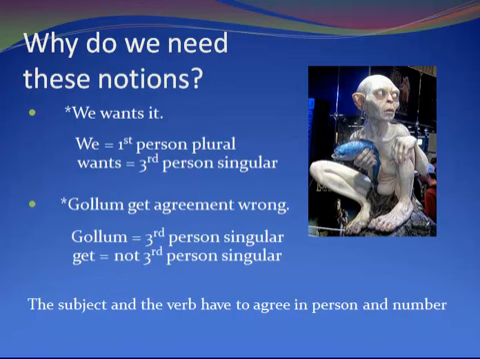So "Gollum get agreement wrong" is wrong because Gollum is third person singular, and get, the form of the verb get, which doesn't have an S, is not third person singular. So to make that sentence right, you have to say "Gollum gets agreement wrong," and so then you have the third person singular form of get, gets.